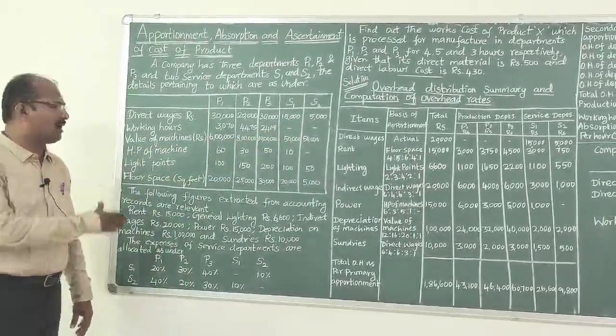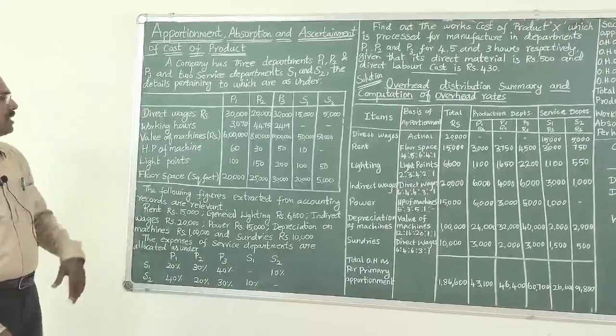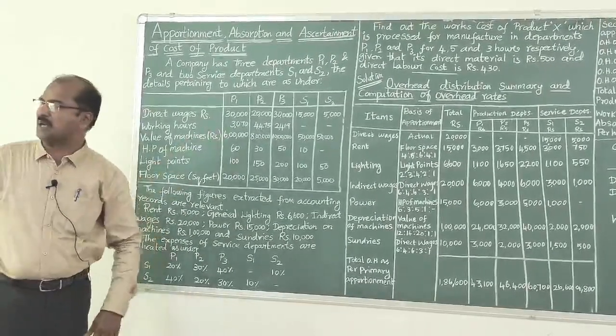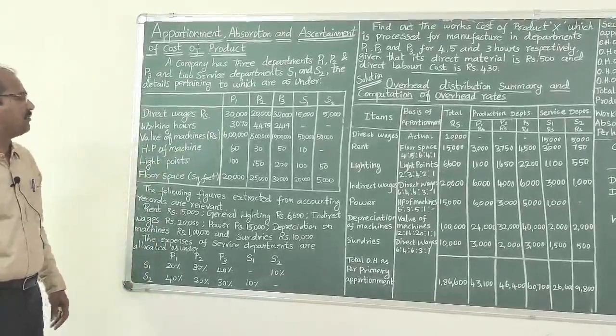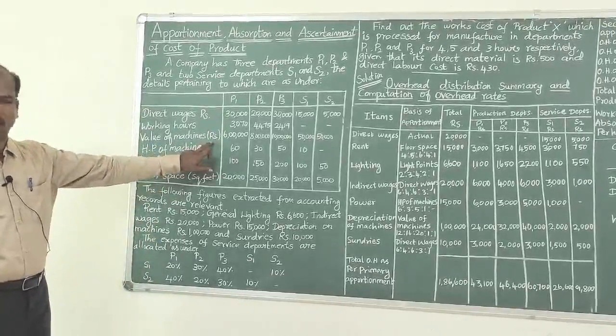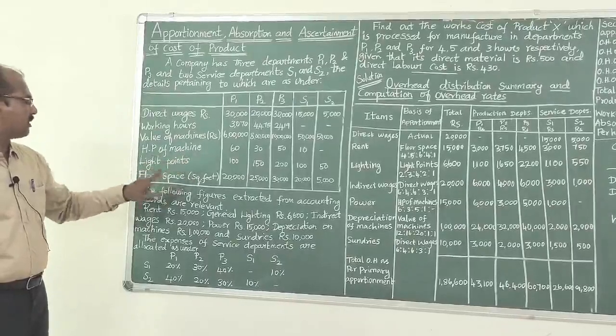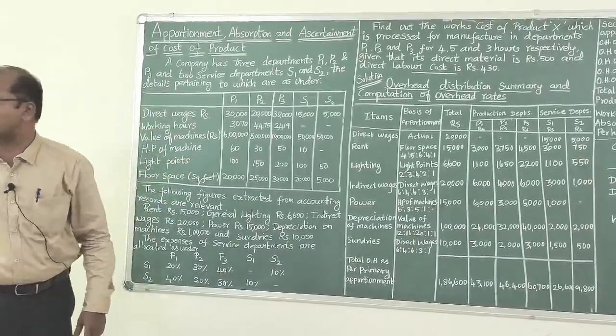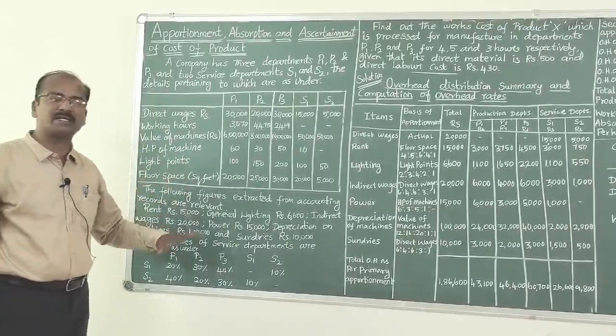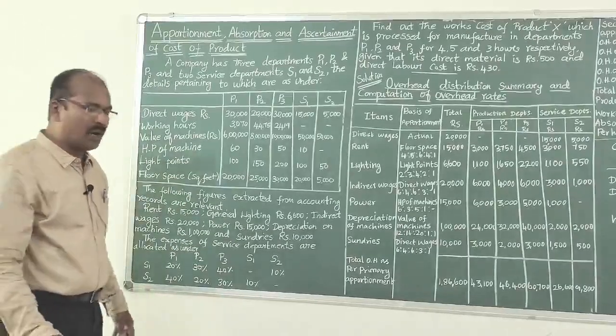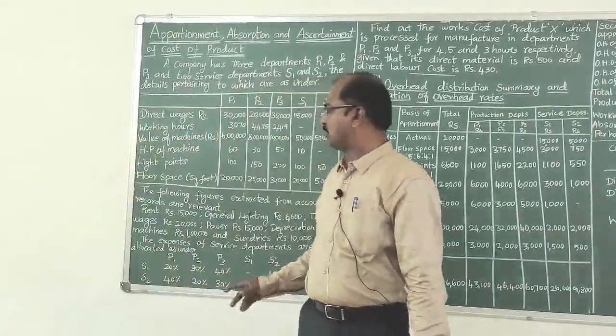Allocation is what we are going to say. And what about the other basis given here? Working hours given only for the 3 departments, the production departments. Then value of machines given in rupees, horsepower of machine, then light points, then floor space given in terms of square feet. These are all the bases given in the problem. Now let's get into the other details in the problem.